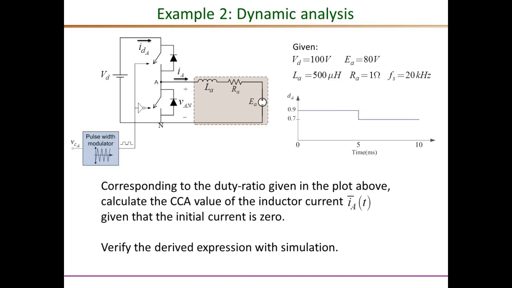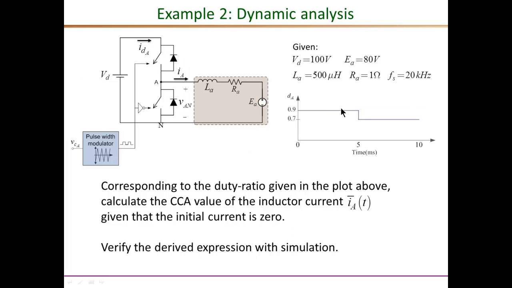The second example involves a transient analysis for the same exact converter, same exact parameters. Now we're actually studying the duty ratios that we derived in the previous steady state example. We derived 0.9 for positive 10 amperes and 0.7 for negative 10 amperes. So initially D starts with 0.9, and at 5 millisecond, there's a step change in D going from 0.9 to 0.7.